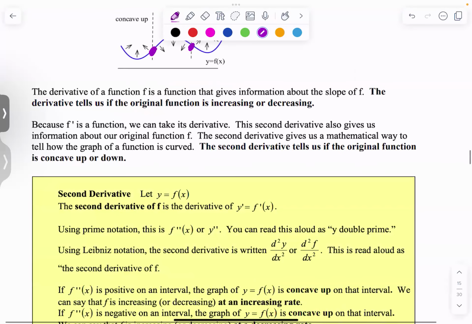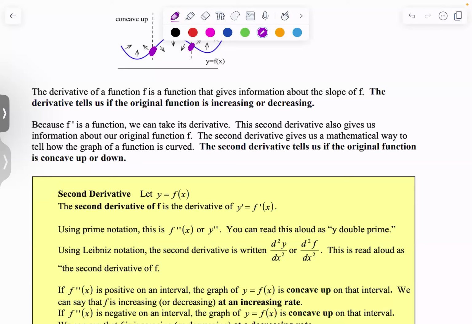So the derivative of function f is a function that gives information about the slope of f. The derivative tells us whether the original function is increasing or decreasing. So when we take the first derivative of our function, if the slope of the tangent line, which is what the derivative function is, is positive, then it's increasing. If it's negative, then it's decreasing.